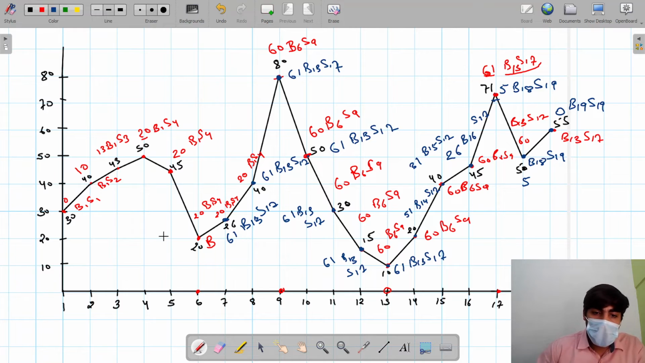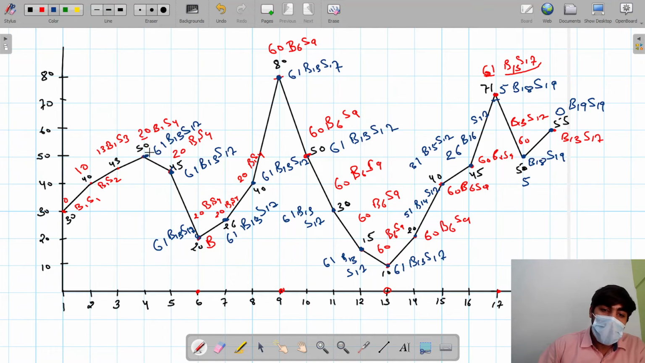For this point the condition is the same, because if we buy today and sell at 80, we get a profit of 60, which is less than 61. So I am putting 61, buy at 13, selling at 17 here. For this one the condition is the same, buy at 13, sell at 17. For this one 61, buy at 13, sell at 17, because if we buy today and sell on the maximum price day, which is 80, we get a maximum profit of 30.